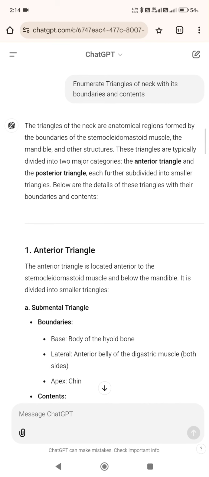The triangles of the neck are anatomical regions formed by the boundaries of the sternocleidomastoid muscle, the mandible, and other structures. These triangles are typically divided into two major categories, the anterior triangle and the posterior triangle, each further subdivided into smaller triangles. Below are the details of these triangles with their boundaries and contents.